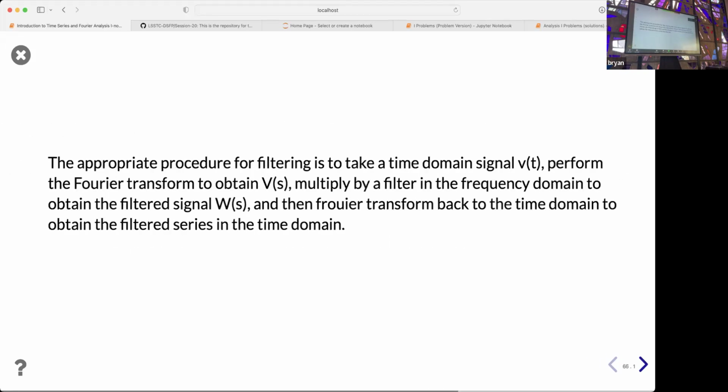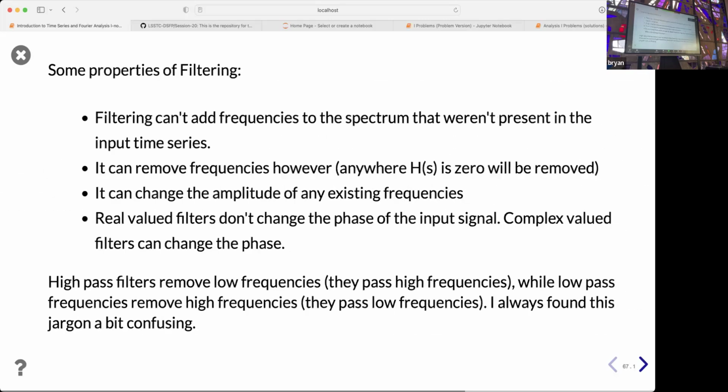As I just said, the appropriate procedure to do filtering is to take a time domain signal, in this case v of t, perform the Fourier transform to obtain its Fourier transform d of s, then multiply it in the frequency domain with some filter that I've defined in the frequency domain, and then Fourier transform back, and I'll get a filtered version of my time series with only some frequencies present, or some frequencies that have been changed. So, some properties of filtering.